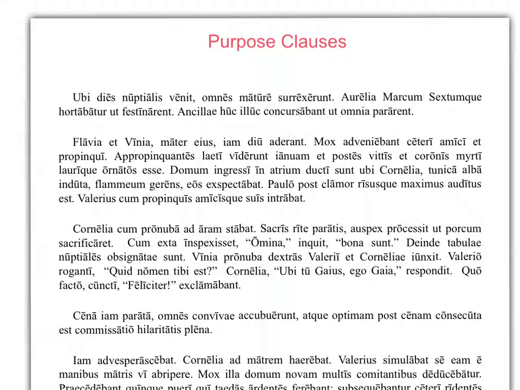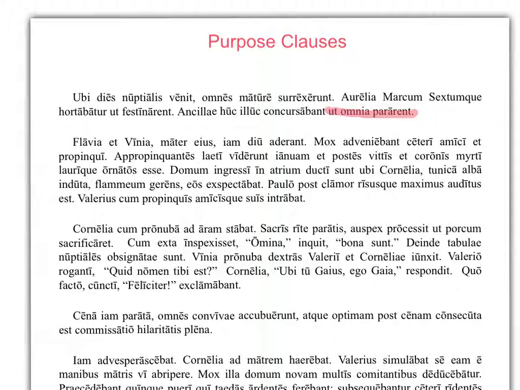In this video, I'll be discussing purpose clauses and showing you some examples in our story from chapter 53, Cornelia Gets Married. So I'm looking at this sentence at the bottom of the first paragraph where I've got "ancillae huc illuc concursabant ut omnia pararent." And we've seen a lot of different uses for ut so far.